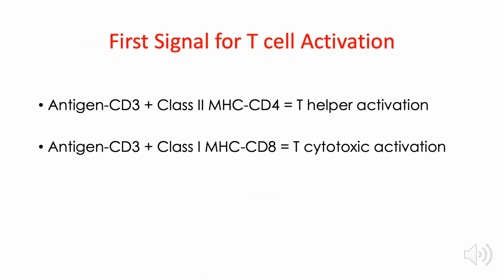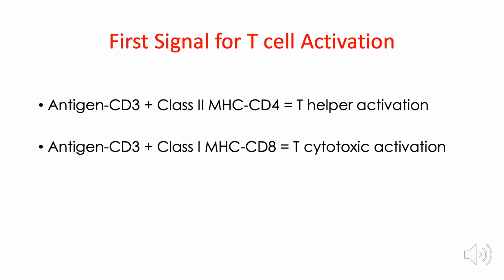So the first signal for T cell activation involves antigen and CD3, class 2 and CD4. That's for T helper activation. It can involve antigen and CD3 or the T cell receptor and class 1 MHC and CD8 interaction for the activation of T cytotoxic cell.